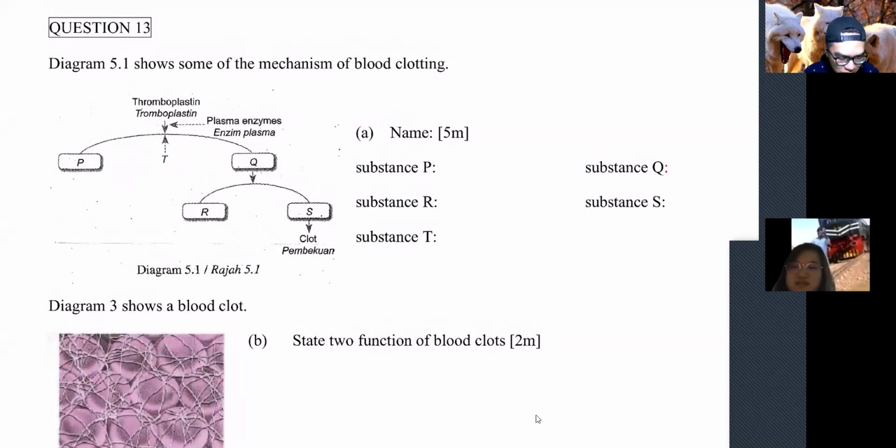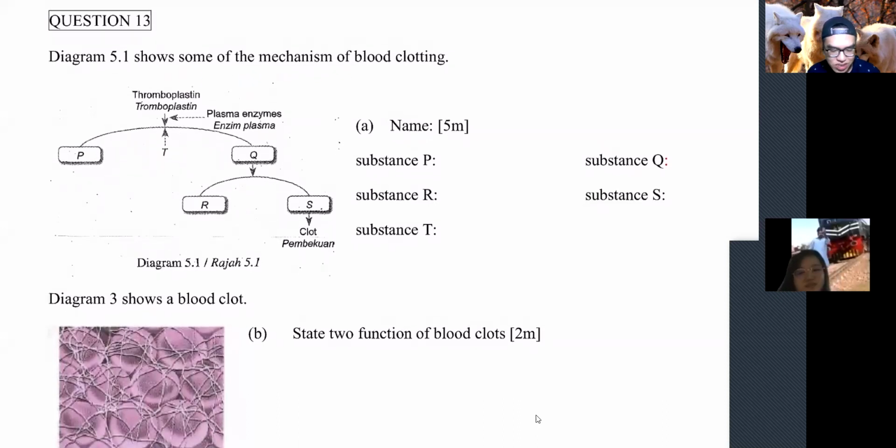Question 13. Diagram 5.1 shows some of the mechanism of blood clotting. So this is like what we learned just now. What is substance P? Substance P is our prothrombin. Substance Q is our thrombin. Remember, you put a long name first. And then R and S, which is our fibrinogen and fibrin.